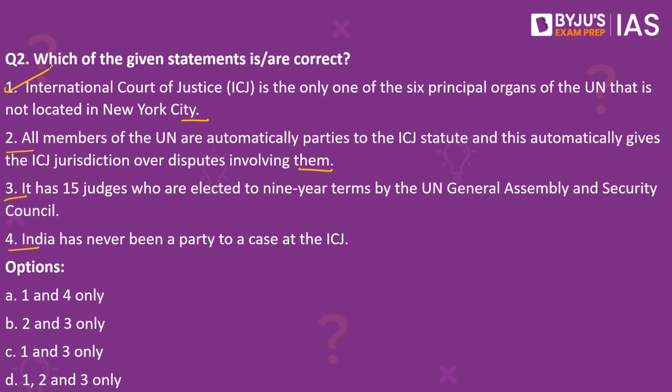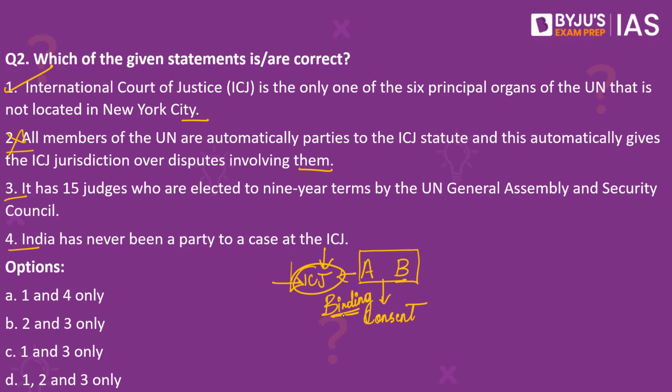Now coming to statement number 2. All the members of the United Nations are automatically parties to the ICJ statute. Correct. But this does not automatically give the ICJ jurisdiction over the disputes that involve them. The ICJ gets its jurisdiction if and only if both the parties consent to it. Therefore, statement number 2 becomes incorrect. Also note that the judgment of the ICJ is final and technically binding on both the parties to a case.